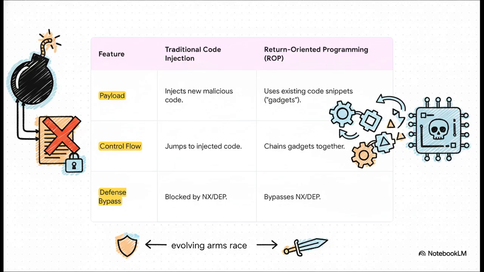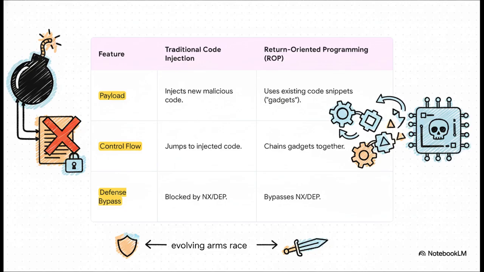And this table just lays out the difference perfectly. Instead of injecting their own code, ROP attackers hunt for tiny, little snippets of existing code, they call them gadgets, that are already part of the program. Then they use that same buffer overflow not to inject code, but to write a new to-do list for the program, a chain of addresses pointing to one gadget after another. It is exactly like building a ransom note by cutting out individual words from a magazine. Each word on its own is harmless, but when you string them together in a new order, you get a malicious message.